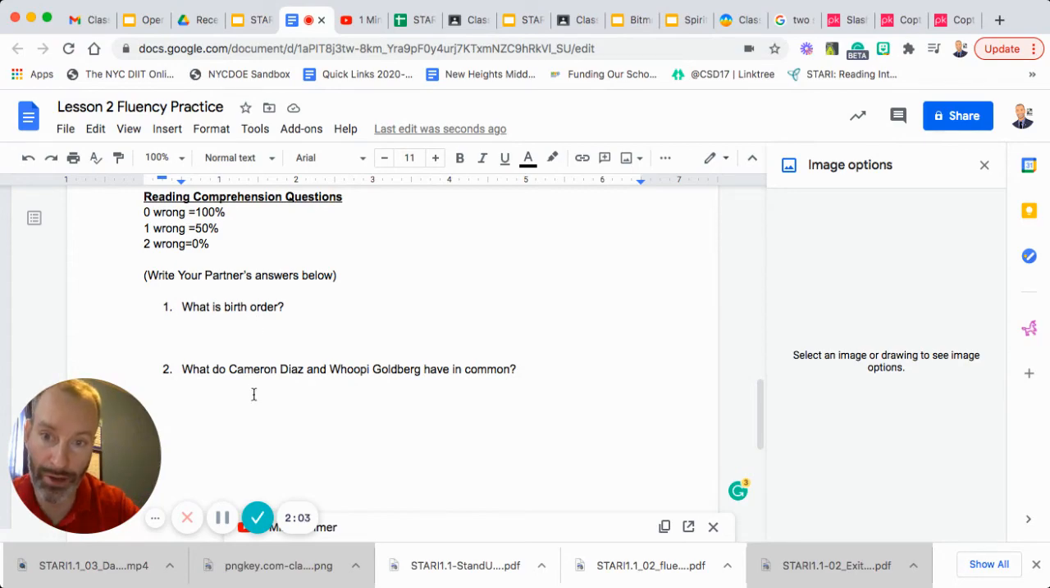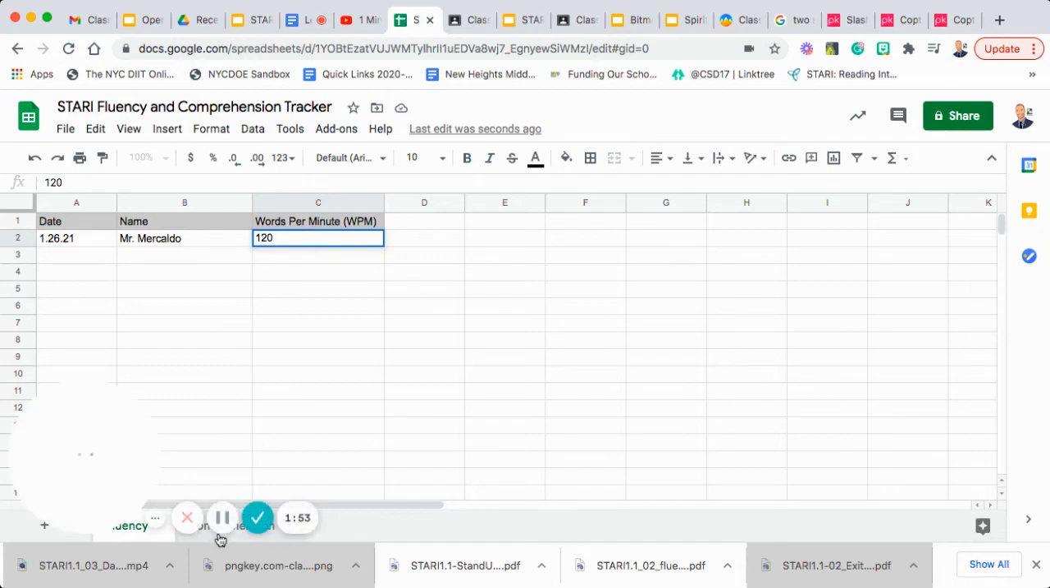So if you get them both right, you get 100%. If you get one wrong, it's 50. If you get two wrong, it's a 0. Not going to hurt your grade if you get a 0, as long as you're trying your best. But you can go ahead and record their answer.